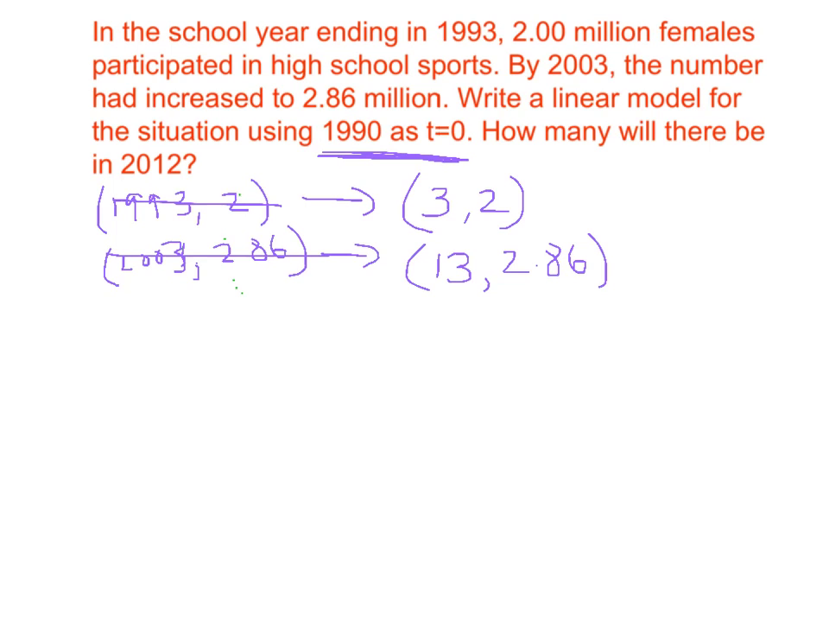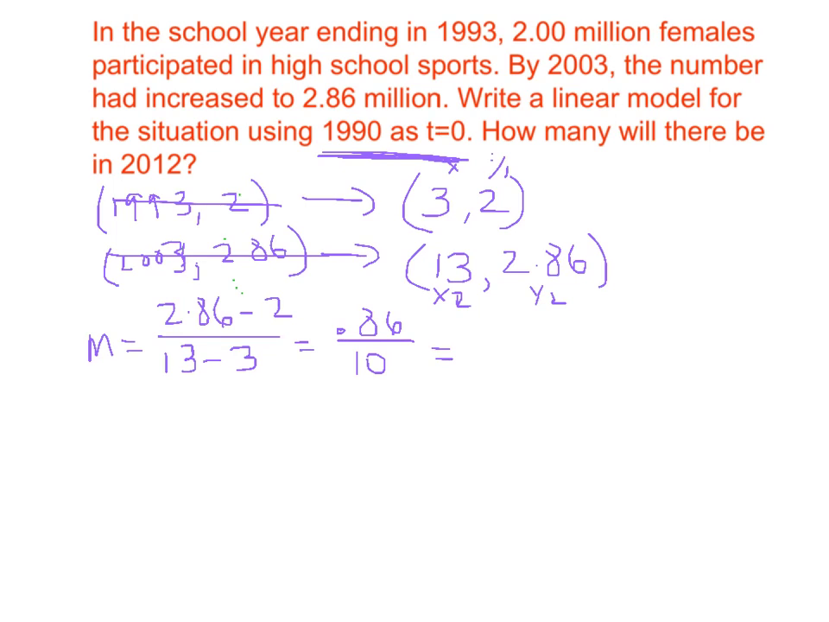We have 2 points, so we learned previously that we're going to need to find the slope. If we have our x1, y1, and x2, y2, we're going to plug them in. So our slope will be 2.86 minus 2, my y2 minus y1, over 13 minus 3, my x2 minus x1. That'll give me 0.86 over 10, which if we divide that out, we get 0.086 as my slope. That's my rate of change, average rate of change. It has a bunch of different names.